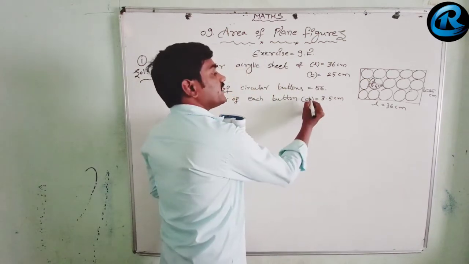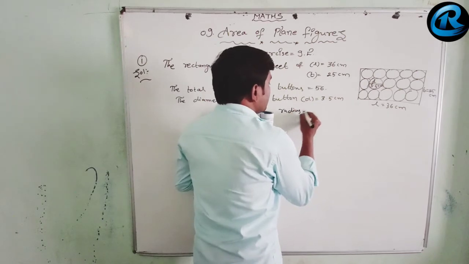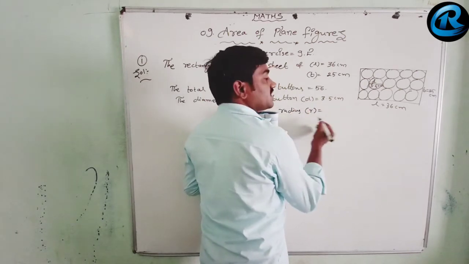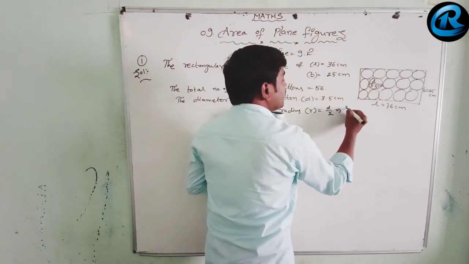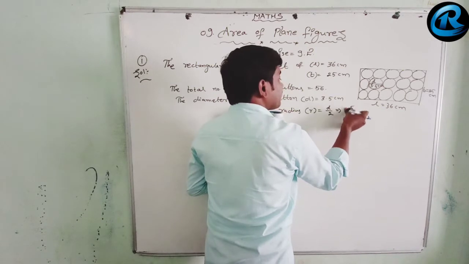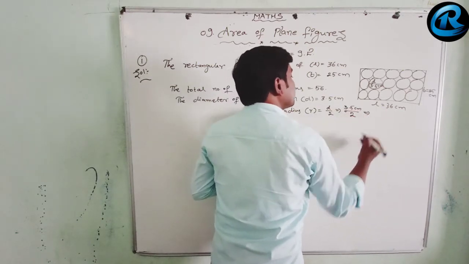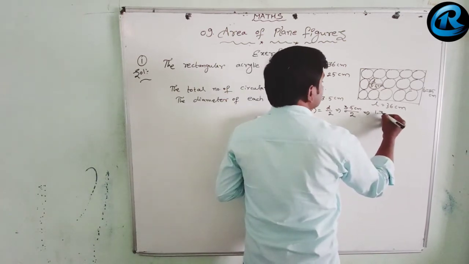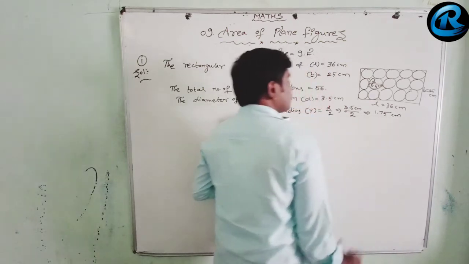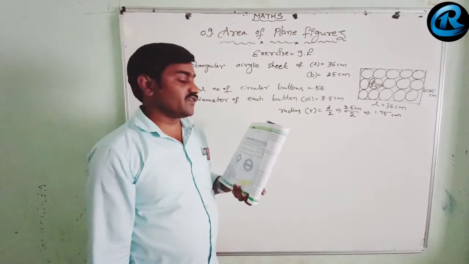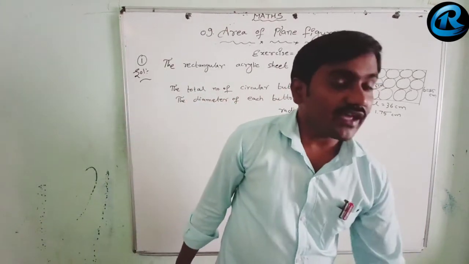But with the diameter we don't have any formulas, no. Let us write the radius then. The radius R equal to half of the diameter, so D by 2, that is 3.5 centimeters by 2, equal to 1.75 centimeters. So the R value is 1.75 centimeters. Find out the area of the remaining sheet.